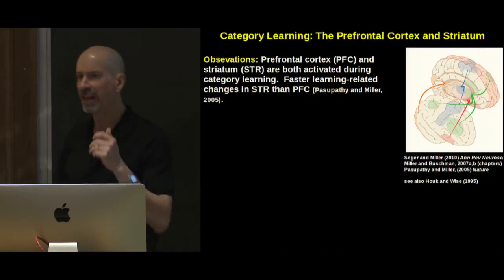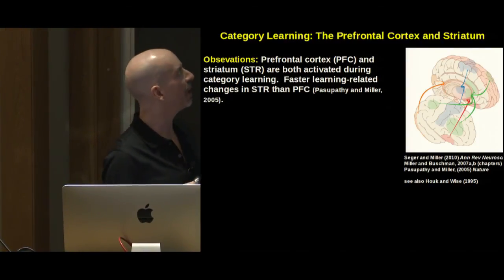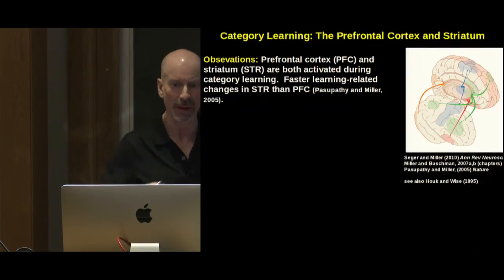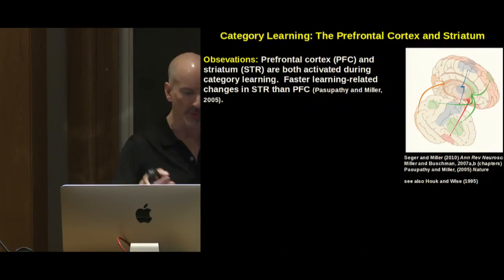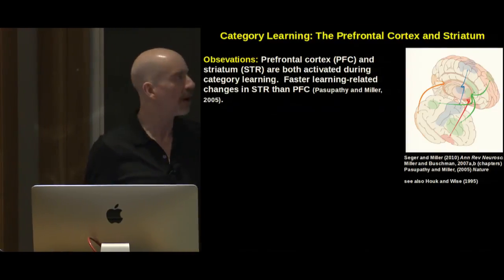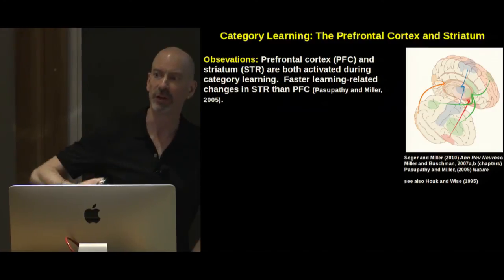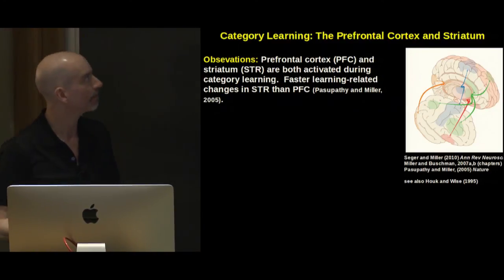So when thinking about how the brain learns categories, there's a couple of observations we were thinking about. One is that if you look at human fMRI studies, both the prefrontal cortex and the striatum are activated when humans are doing category learning.